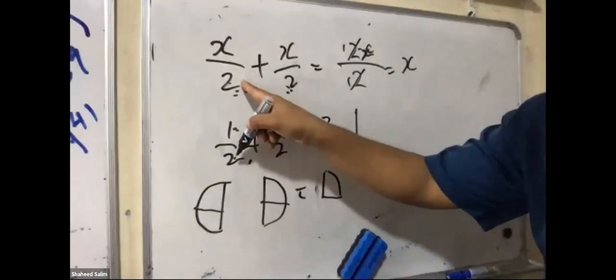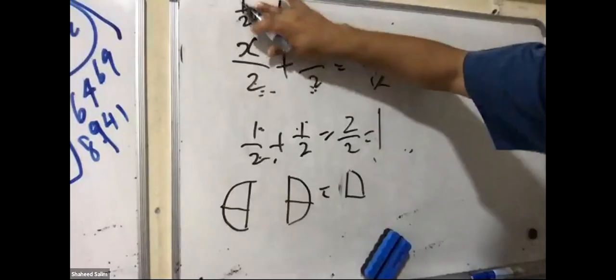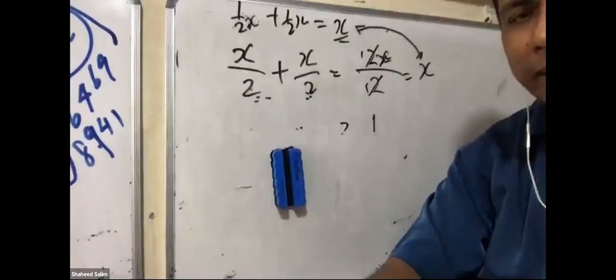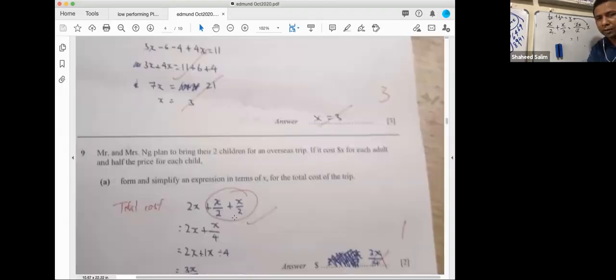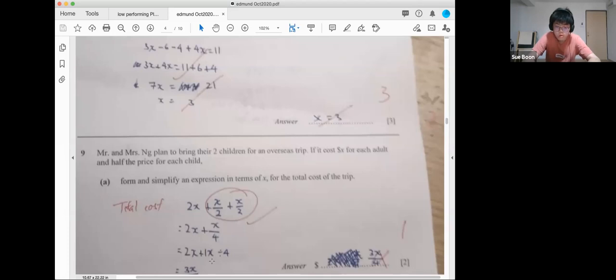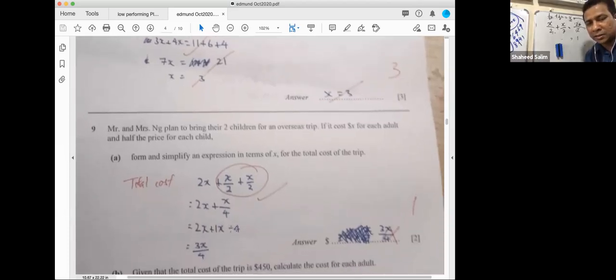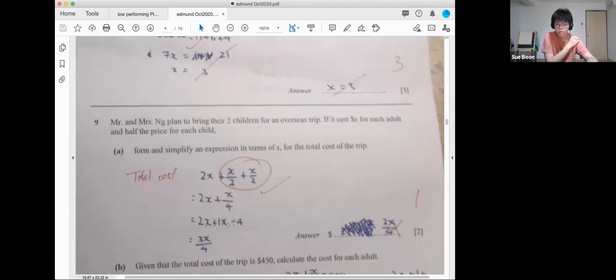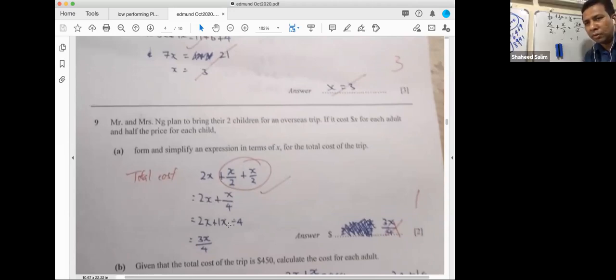Because this x over 2, Edmund, x over 2 is half x. Half x plus half x equals to how many x? 1x. 1x equals to x, are they correct? So now you look at your working, your mistake is here. It's not x over 4, this is 1x. Yeah? It's 1x. So 2x plus x equals to 3x. Not 3x over 4. You get it now?